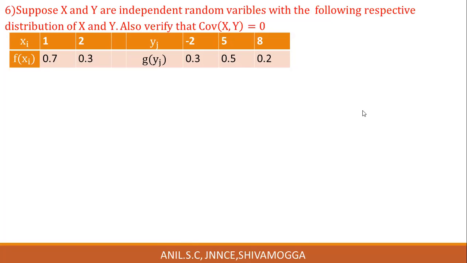Suppose x and y are two independent random variables with the following respective distributions of x and y. Also verify that covariance of x and y is equal to 0. Respective distributions means this is a distribution of x. That's what we call marginal distribution. This is the marginal distribution of x and this is the marginal distribution of y. First, we shall write the joint probability distribution of x and y. Let's construct the table.